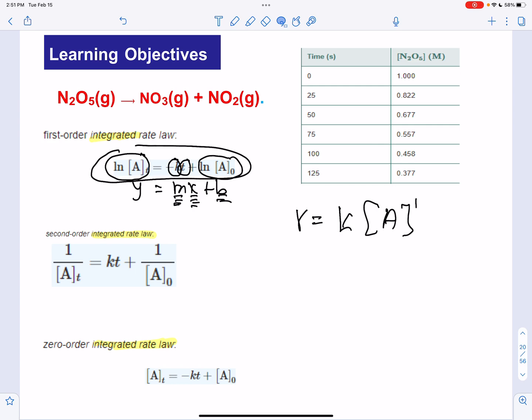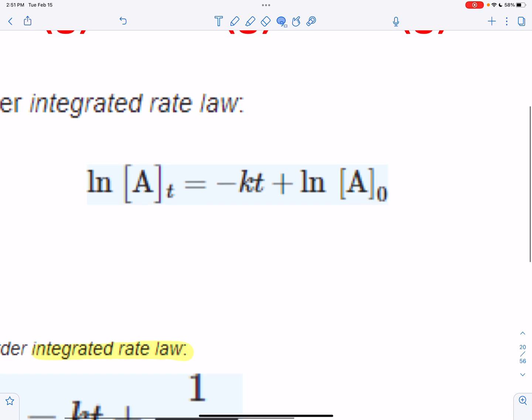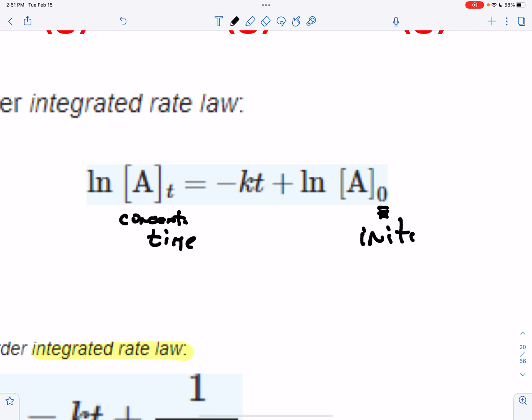So let's take a closer look at these terms in here. This is what we call the concentration at a given time. So for example, if I want to see what the concentration would be at 50 seconds, that would be the concentration at 50 seconds. This here means that this is the initial concentration. So whenever you begin a reaction, you know exactly how much you're beginning with. That's what this symbol means: the initial concentration. You already know this is the rate constant, and this is going to be the time that we're looking for.